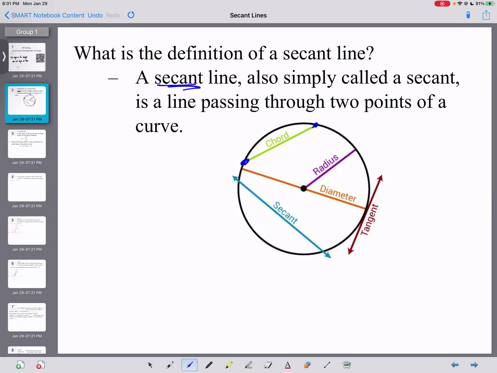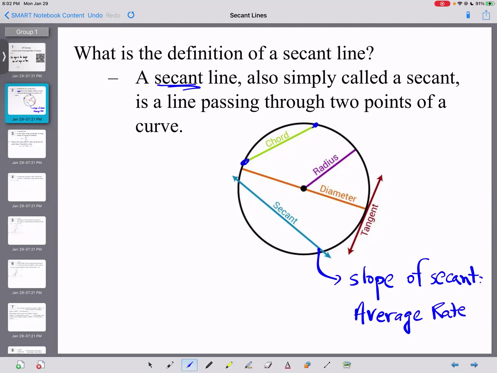Now, with that secant line, we're going to be measuring today the slope. The slope of the secant line is what we're going to call the average rate of change. And that's in particular what our goal is today, to talk about the average rate of change of the secant line. Average rate of change. Let's get that in there. There you go. So that's what we're looking at today in particular.